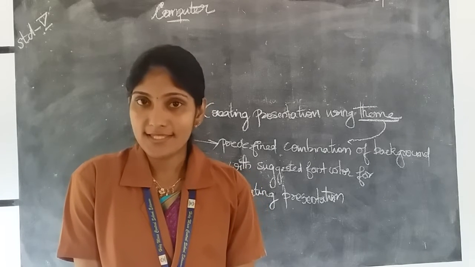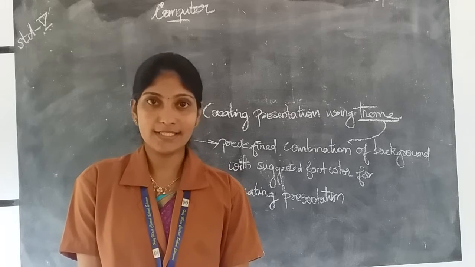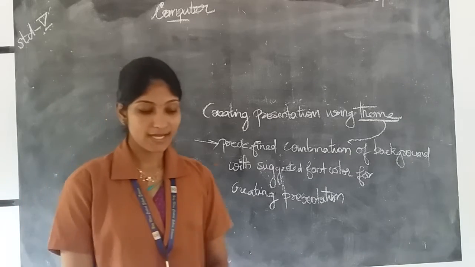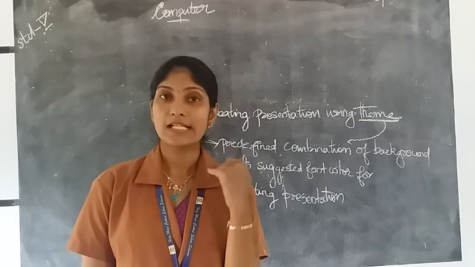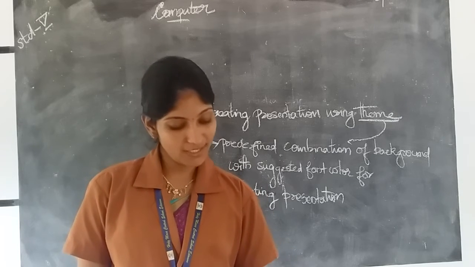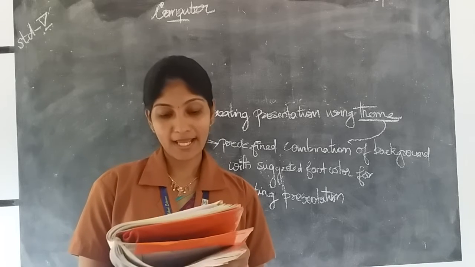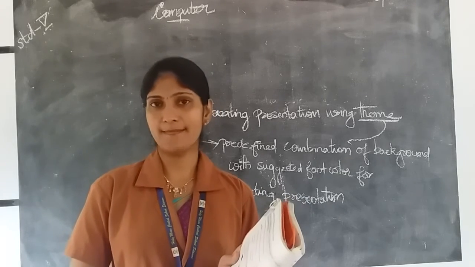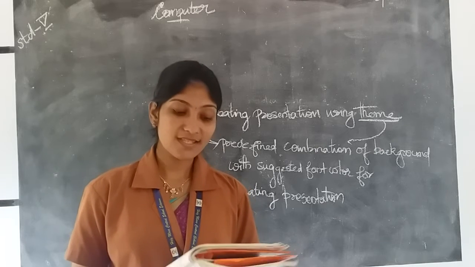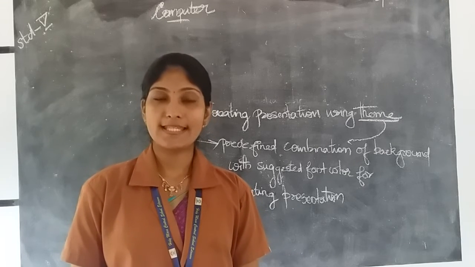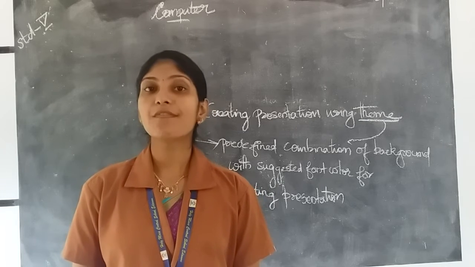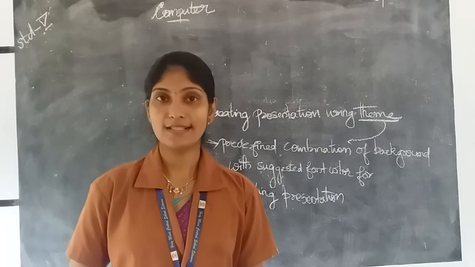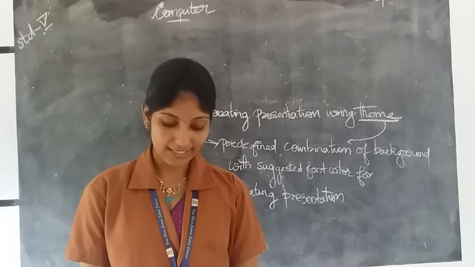So let's see what are the steps for creating a predefined theme. First, click on the office button. Then click new. It contains some options like blank and recent, installed templates, installed themes, my templates, etc. So you can select installed themes. When we click installed themes, there are different collections of themes. So you can select your suitable theme from the list of installed themes and then click create.